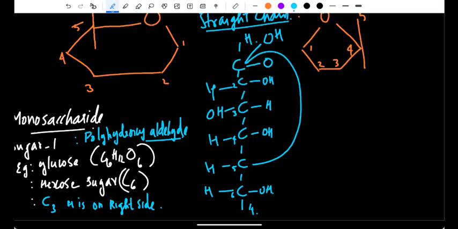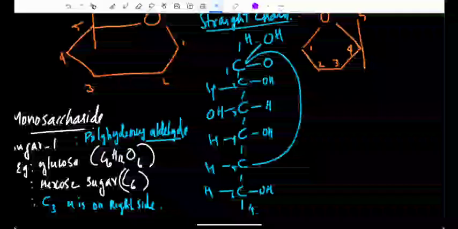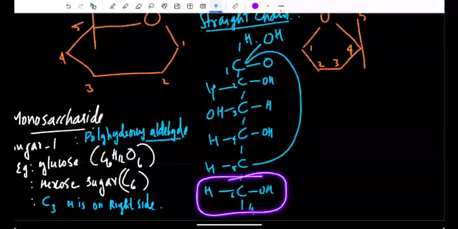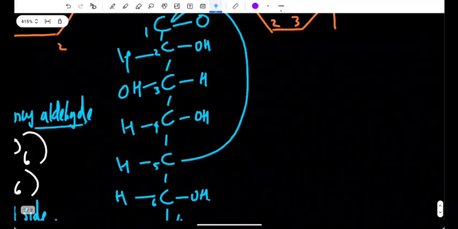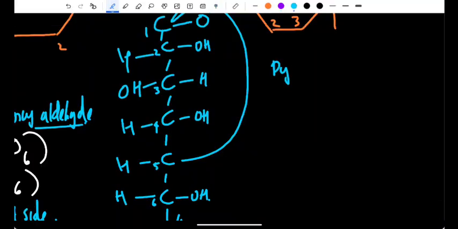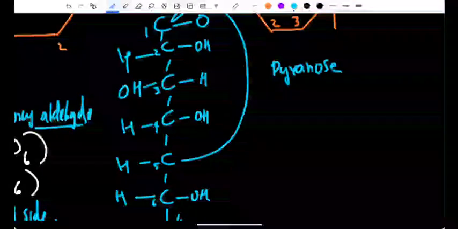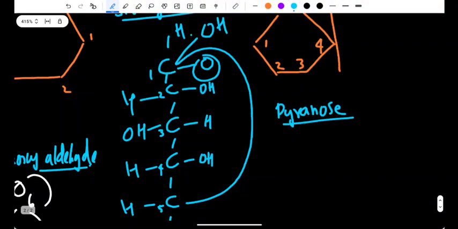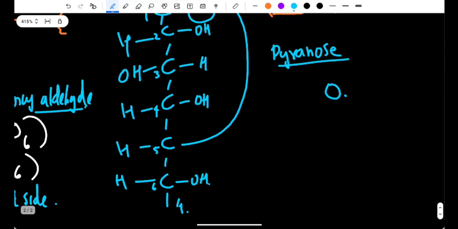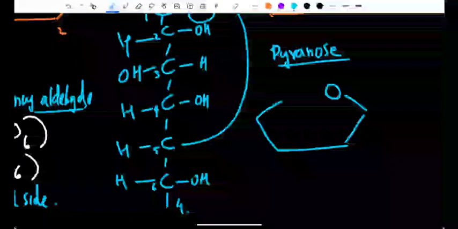Now, how will the structure be? So let us check how many carbons are present inside. 1, 2, 3, 4, 5. 5 carbon is present inside the ring. Only 1 is remaining outside. So which type of ring will it be? It will be pyranose ring. Pyranose ring. So in the first carbon, oxygen is present. So first let us draw oxygen, then the first carbon, then second carbon, third carbon, fourth carbon, fifth carbon.